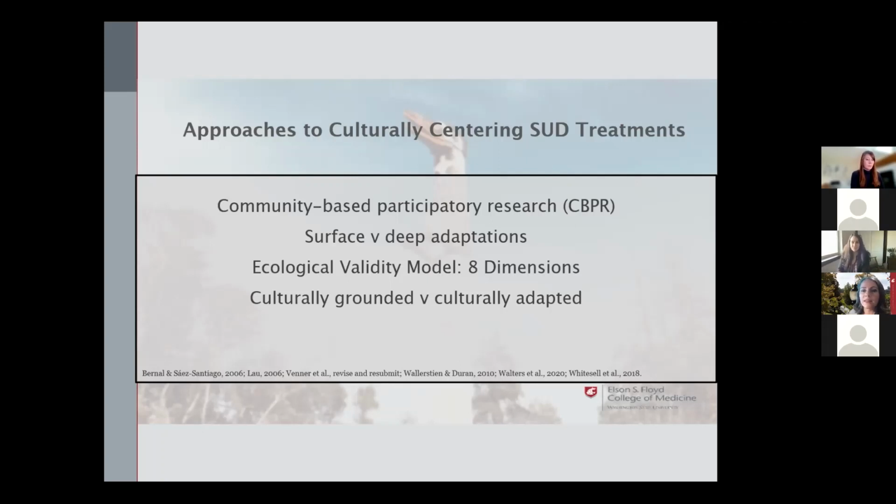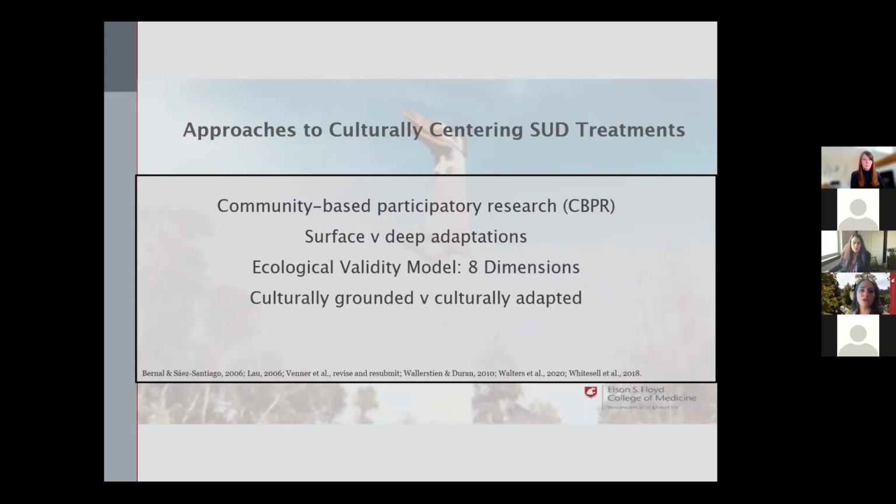So looking at a CBPR, for an example, if you're not familiar with that, it recognizes the community as the authority. So really, the community identifies their needs, their assets, their resources, really helps identify solutions. It promotes co-learning, and it's an empowering process, both for the community and if it's a university partnership for the university as well. And it's very iterative.